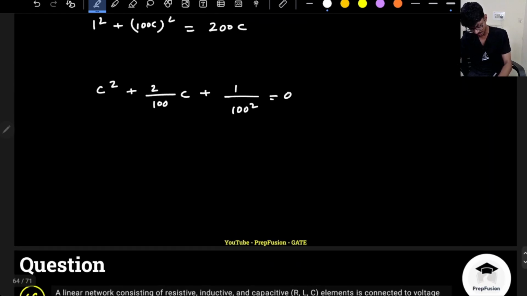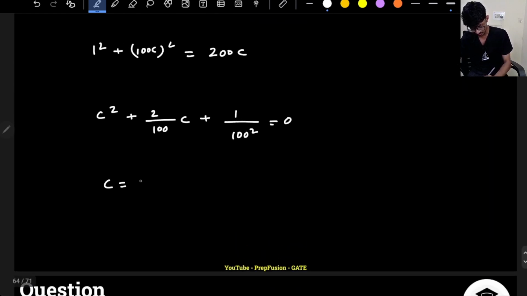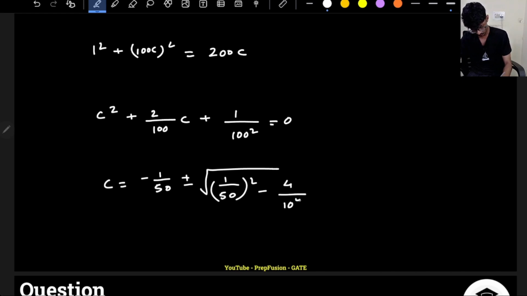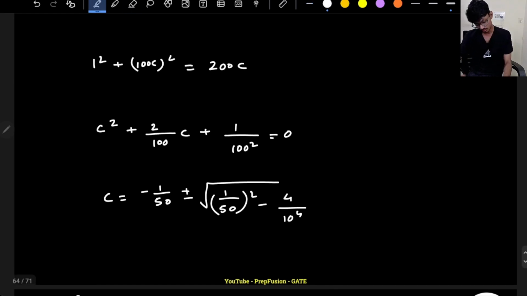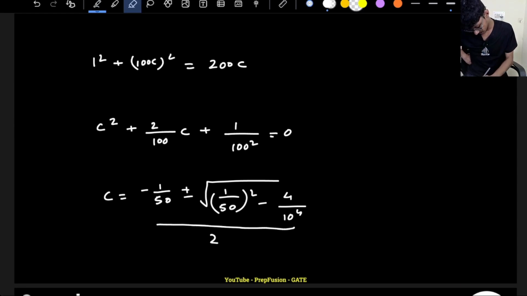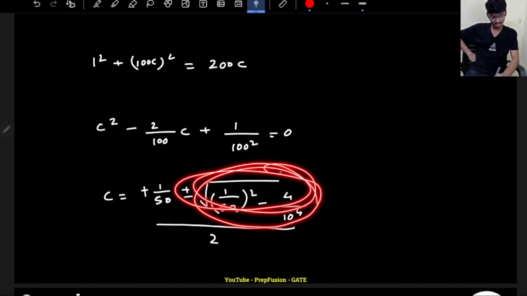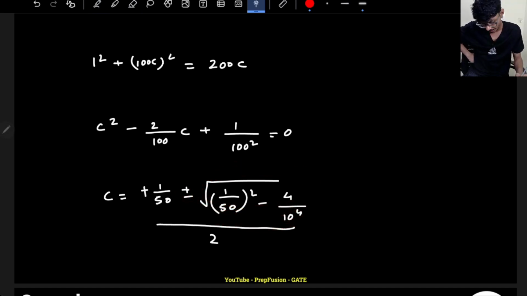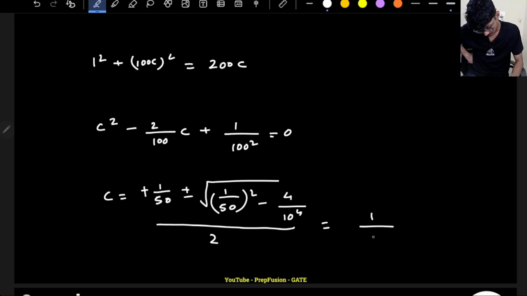Now I can use the Sridhar Acharya formula. The Sridhar Acharya formula is minus B plus minus, so that is 1 by 50 plus minus the square root of B square, that is 1 by 50 whole square, minus 4AC. So this is basically 4 by 10 raised to power 4. Ultimately this is divided by 2. Is this becoming a whole square? Sorry, one more mistake. This is negative, so this will be positive. This one cancels out because it is just a perfect square. So this will come out to be 1 by 100.